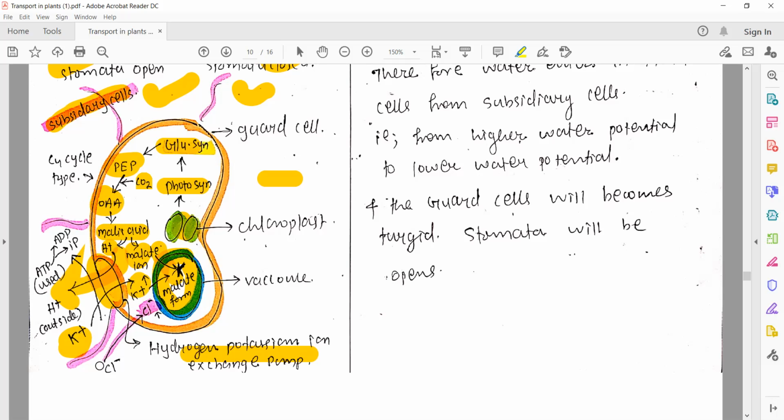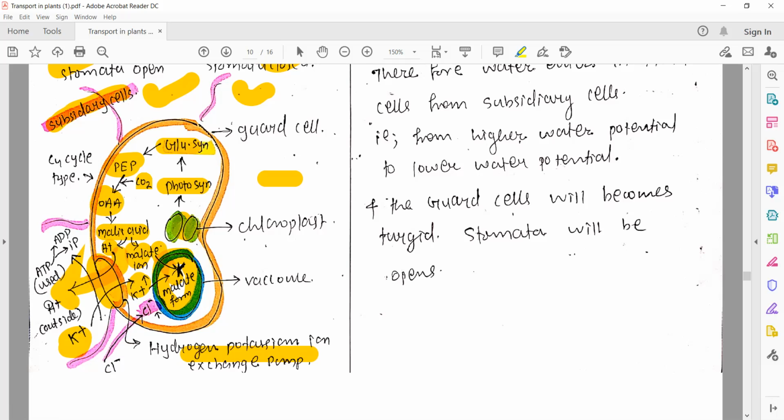Now what will happen? From the subsidiary cells, chloride ions will start moving inside the guard cells, so that the charge will become neutral. That is, the potassium and the chloride will be in the same number, so that things will become neutral. But you should also remember one more thing: opening of the stomata is an active process.